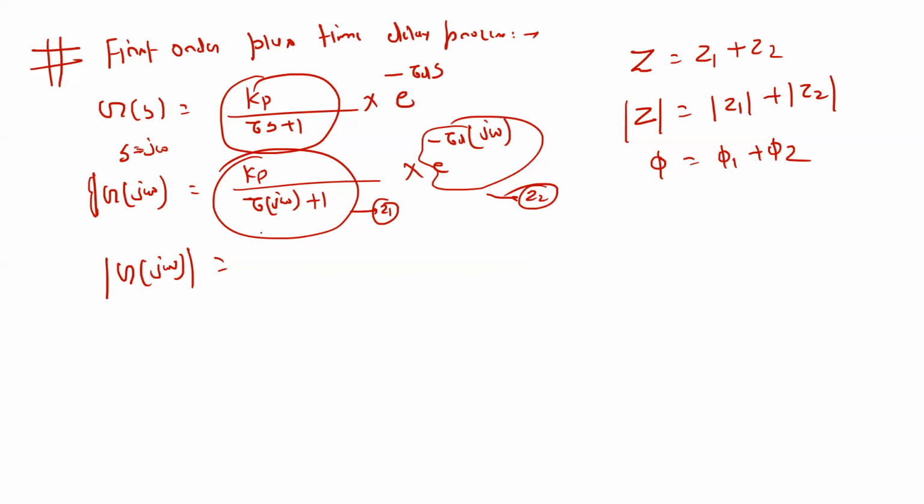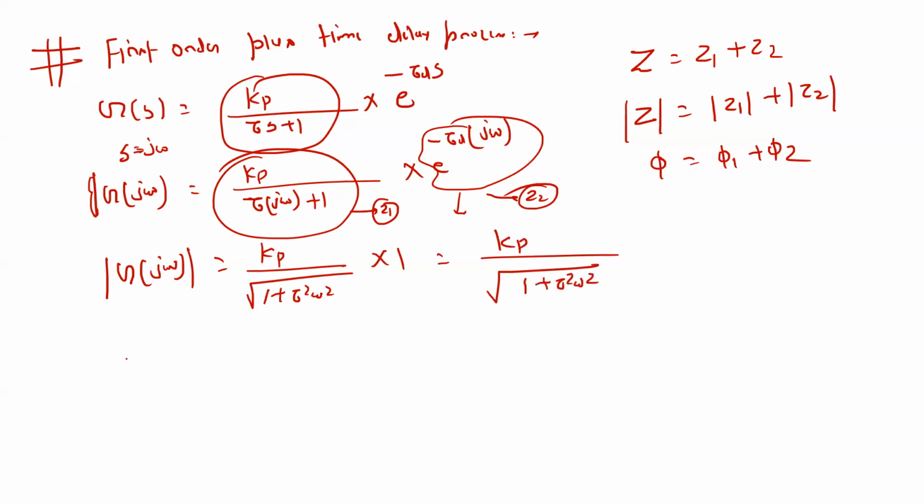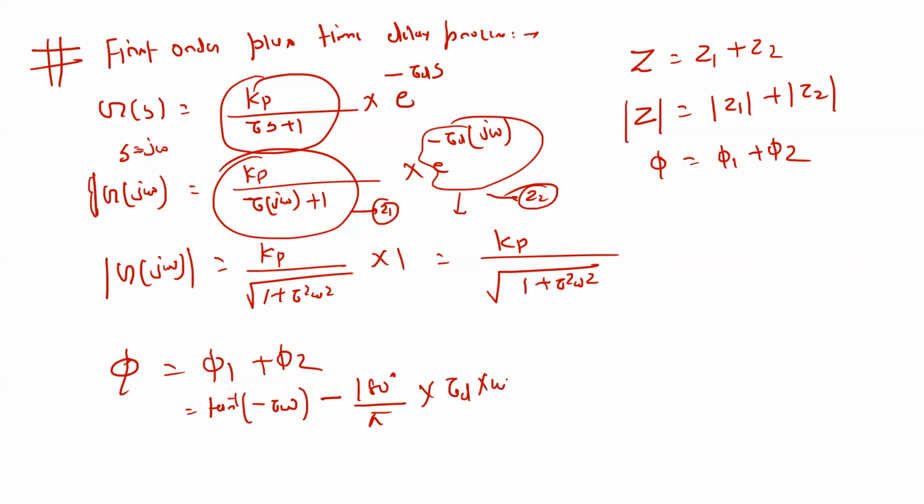We know the amplitude ratio of the first is Kp upon root over 1 plus tau square omega square, and the amplitude ratio of the delay term is equal to 1. So finally you will get Kp upon root over 1 plus tau square omega square. Fine. Now to calculate phi, phi equals phi 1 plus phi 2. The phi 1 value for the first order is tan inverse of minus tau omega. And the phi 2 value is minus 180 degree by pi into tau d multiplied with omega. So you will get the value of phi.